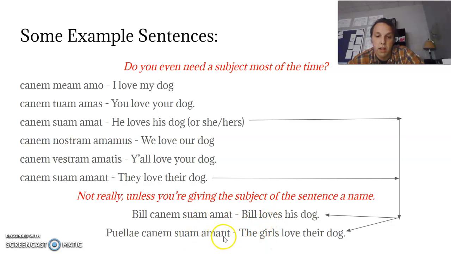Or down here, amant, -nt, that can mean they, or a nominative plural noun. So our nominative plural noun here will be puellae, who's our subject, and that means the girls. So whereas canem suam amant can mean they love their dog, if I put puellae in the nominative plural at the beginning, that now means the girls love their dog. So when you want to specify who's doing it, not just say he, she, or it, or they, or I, you, or we, or y'all, then you are going to want to see a nominative noun. And we're going to see those a lot of the time.